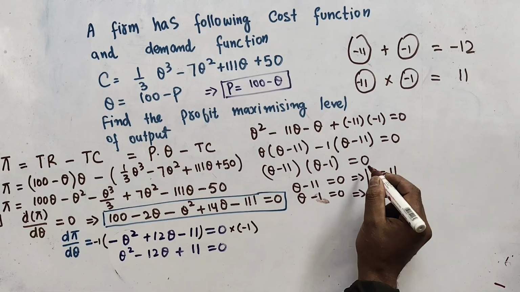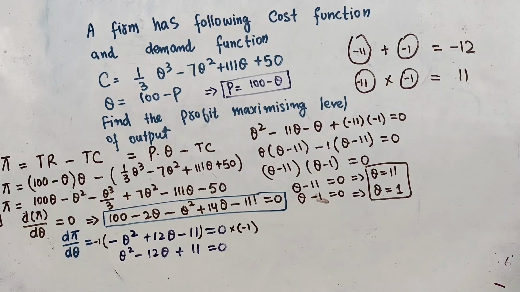Okay, so we got two values for profit maximization here, and we need to find out which of these satisfies the profit maximization. So for that, when we solved it, let me write it here. We got q is equal to 11 and q is equal to 1.